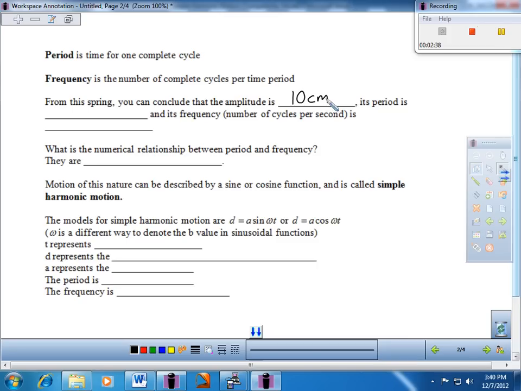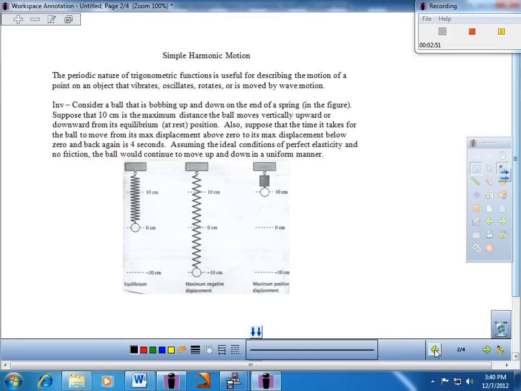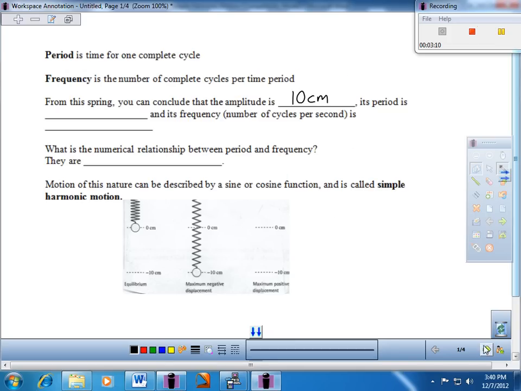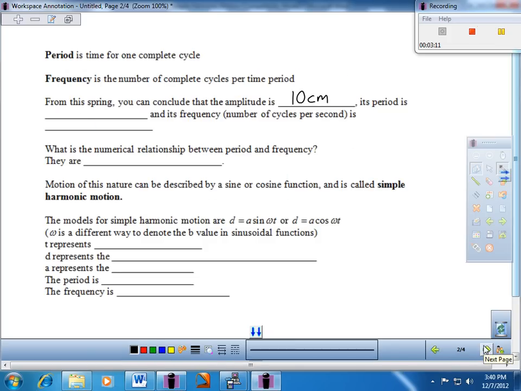Its period is, and let me go back a screen, so this would be setting the stopwatch, and how long would it take to go from rest position down, back up again, and then back to the rest position. So one full cycle, and as it says on your paper here, that would be 4 seconds. All right, so I'm going to fill that in. Its period is definitely 4 seconds.